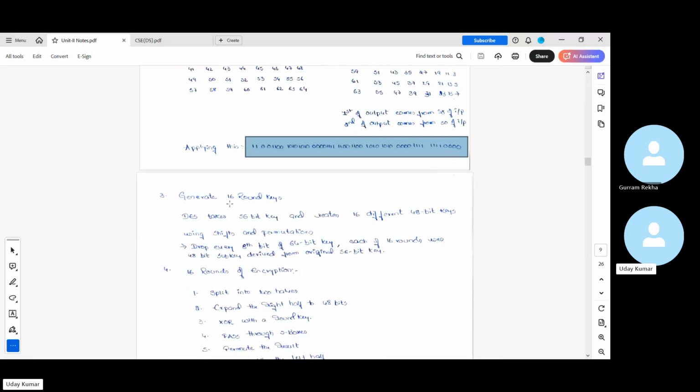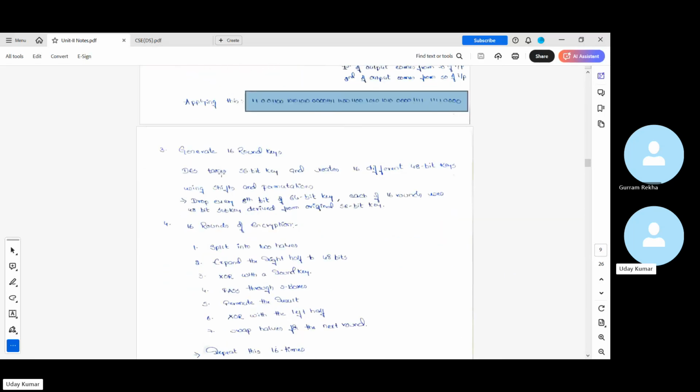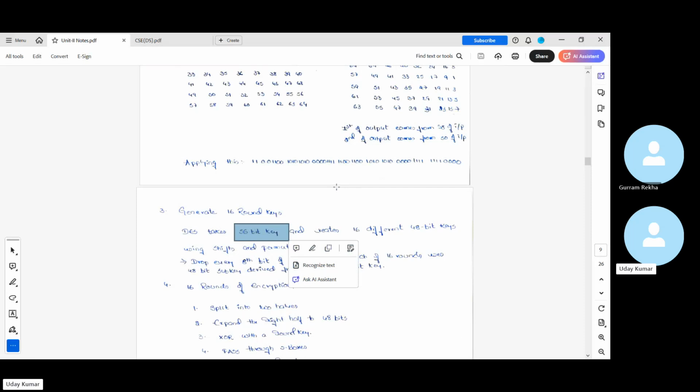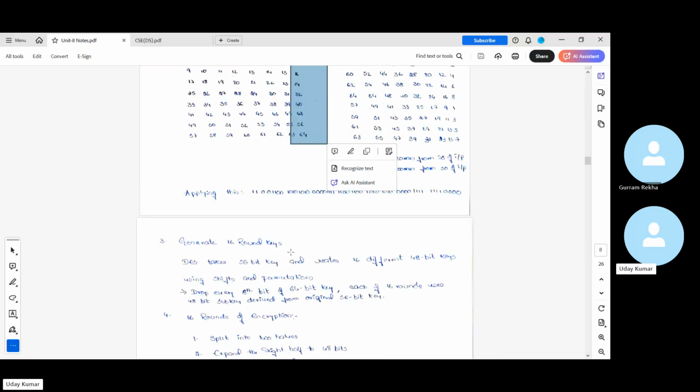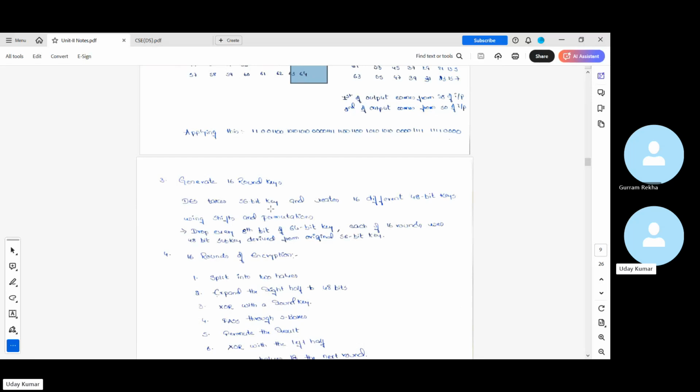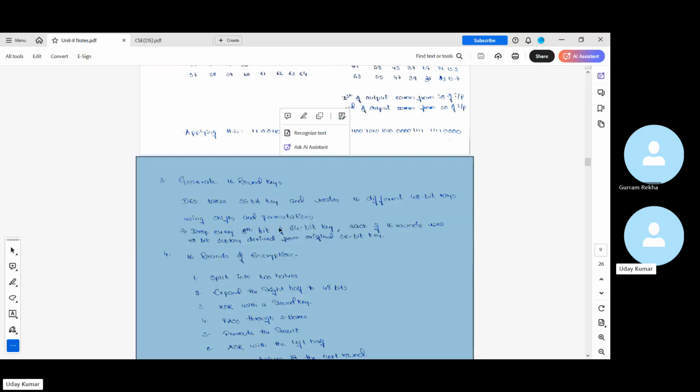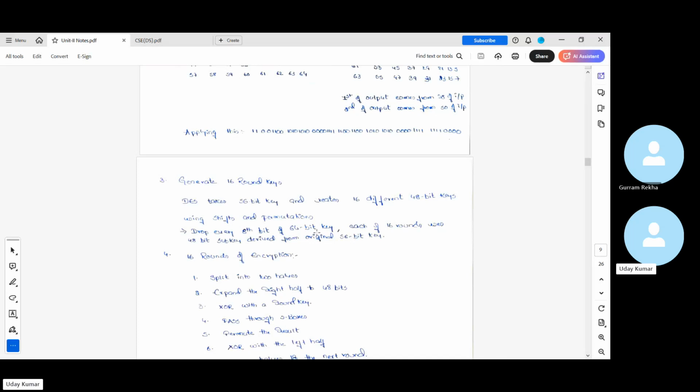Okay, now generate 16 round keys. DES takes a 56-bit key and creates 16 different 48-bit keys, right? So how do you get the 56-bit key? The key is also 64-bit, right, students? So what you are going to do is discard every 8th bit. Once you discard every 8th bit, students, that 64-bit key will become a 56-bit key. Okay, so that's how you actually generate it.